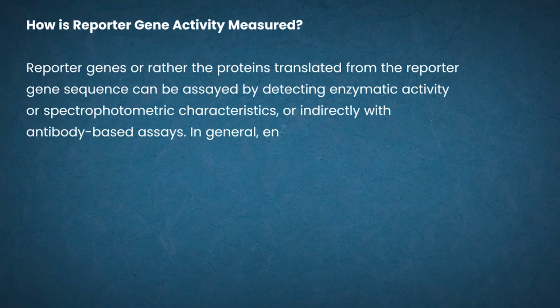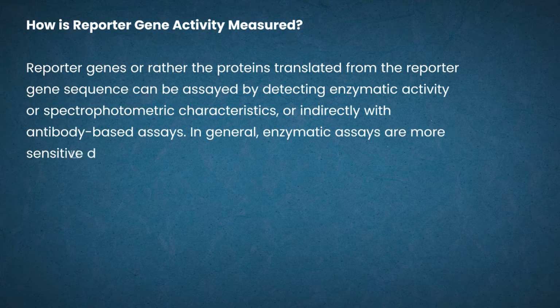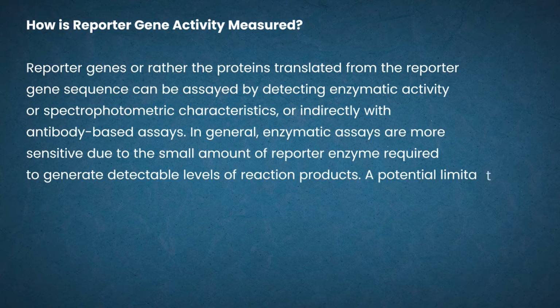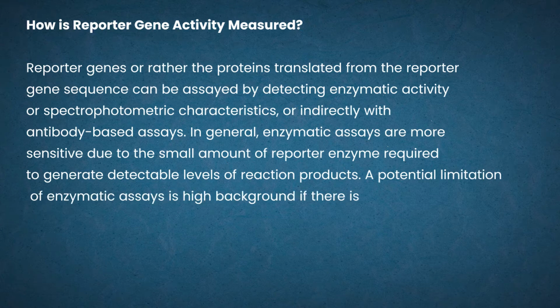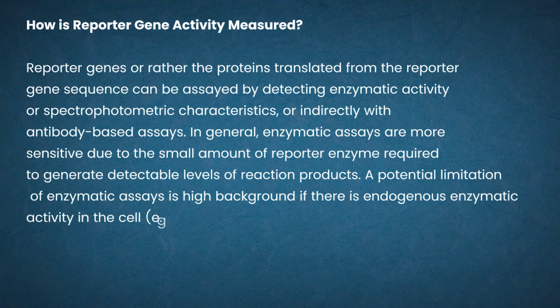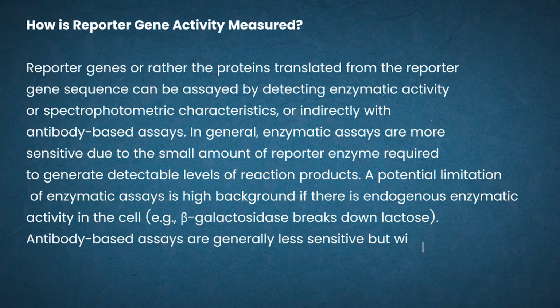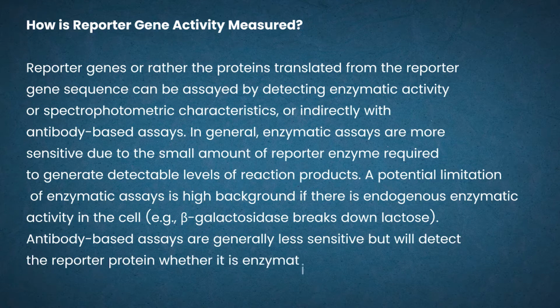In general, enzymatic assays are more sensitive due to the small amount of a reporter enzyme required to generate detectable levels of reaction products. A potential limitation, however, of enzymatic assays is high background if there is an endogenous enzymatic activity in the cell. For example, beta galactosidase breaks down lactose. Antibody based assays are generally less sensitive, but will detect the reporter protein whether it is enzymatically active or not.